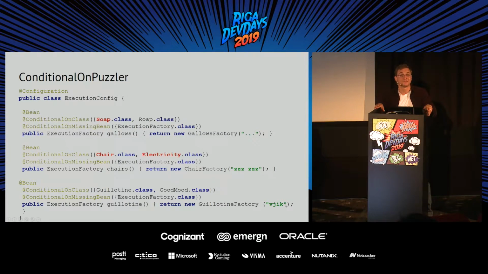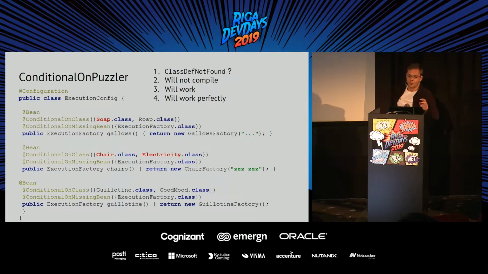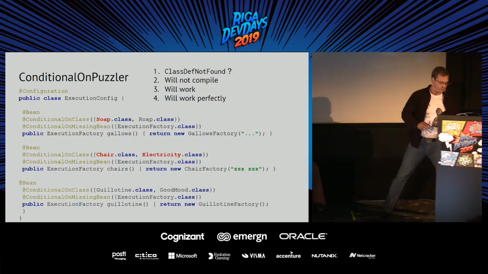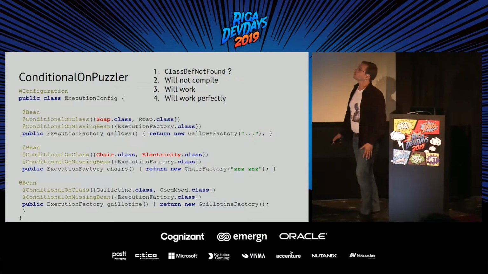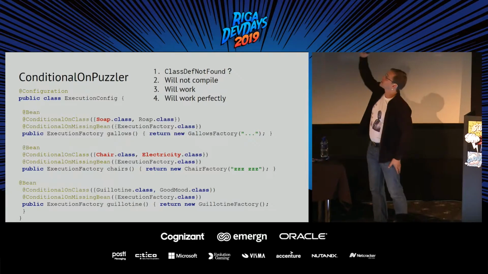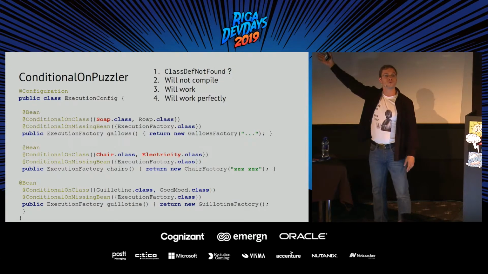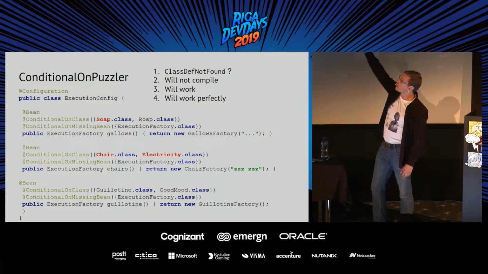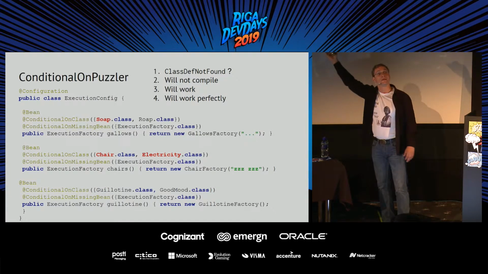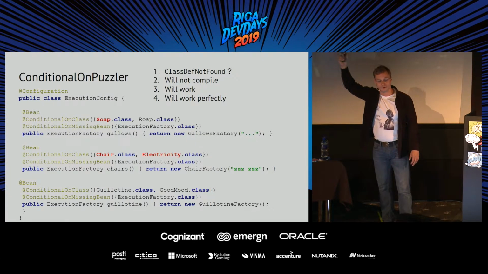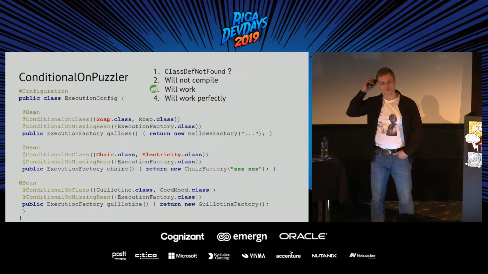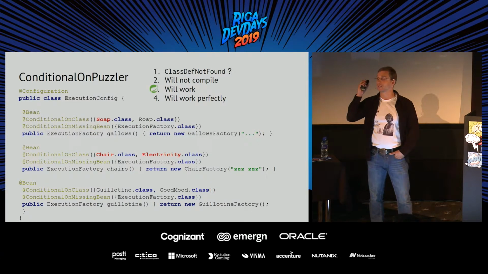Now I have a question. What actually will happen? You can see that there are a lot of red classes here. Will we receive class definition not found when we try to use this configuration in our project? Or it will not compile, maybe, or it will work, or it will work perfectly. What do you think? What's the correct answer? Yes, the answer number 3. It will not work perfectly, but it will work.